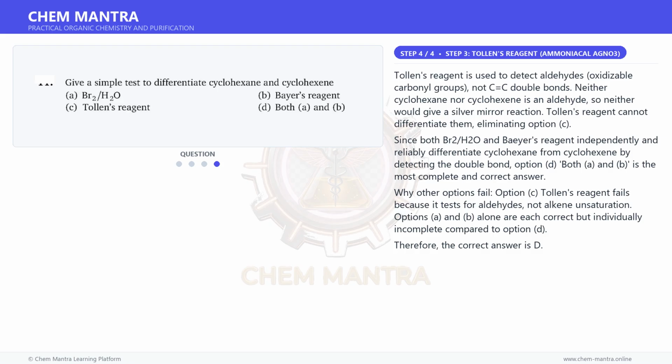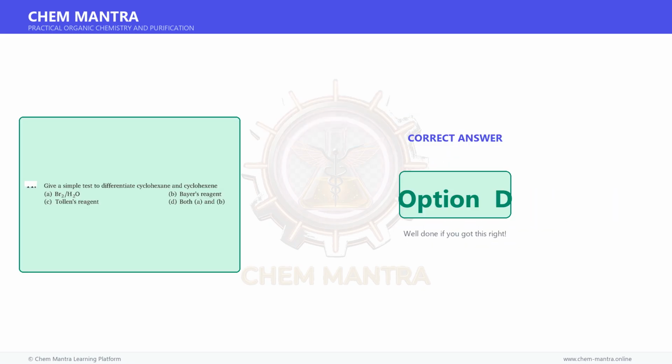Why other options fail? Option C, Tollens reagent, fails because it tests for aldehydes, not alkene unsaturation. Options A and B alone are each correct but individually incomplete compared to option D. Therefore, the correct answer is option D.